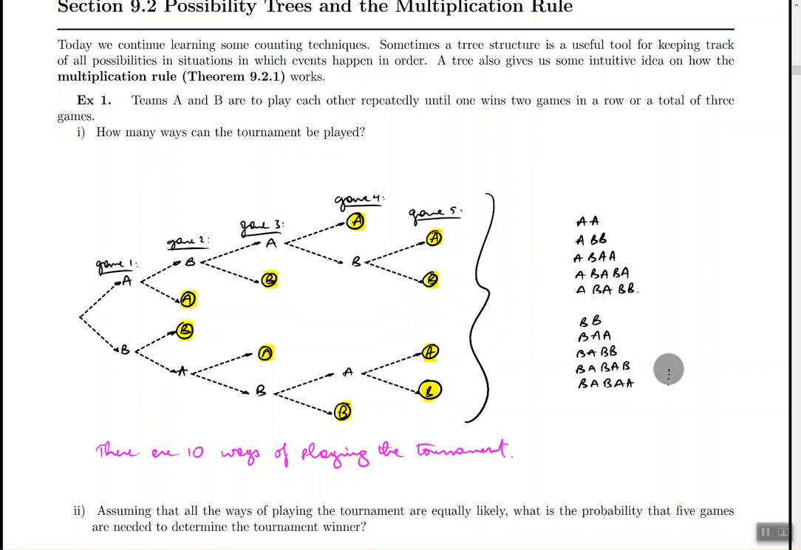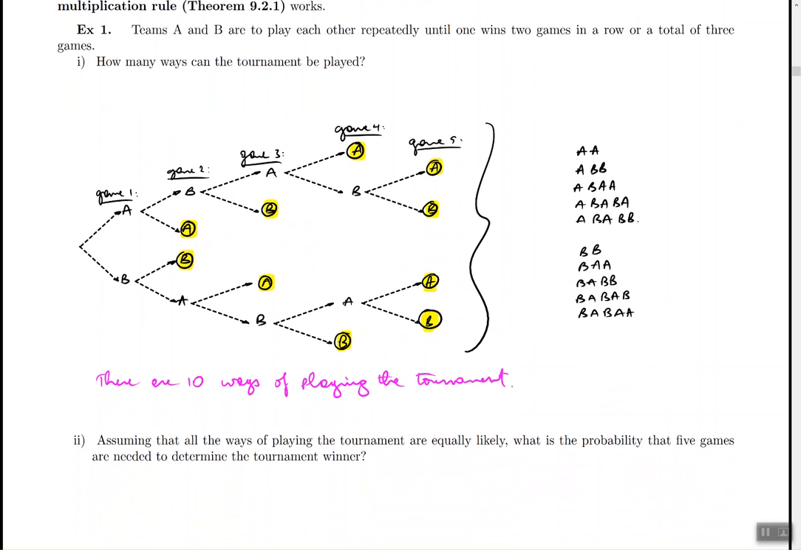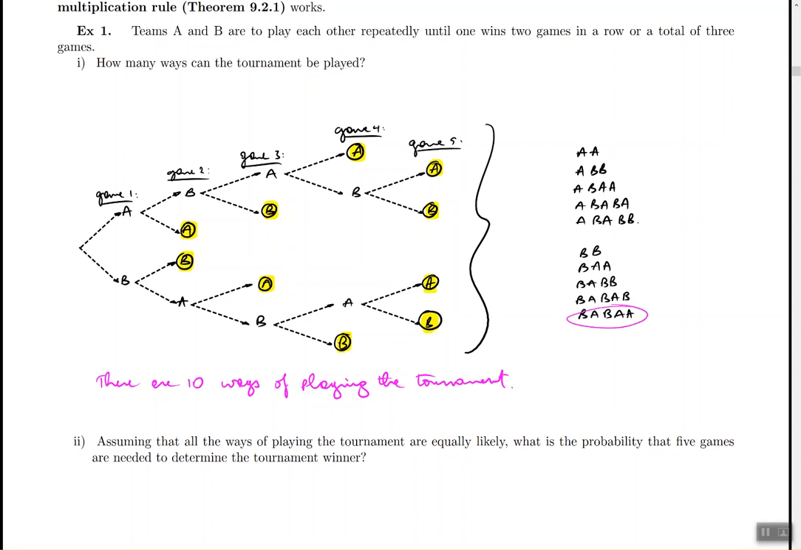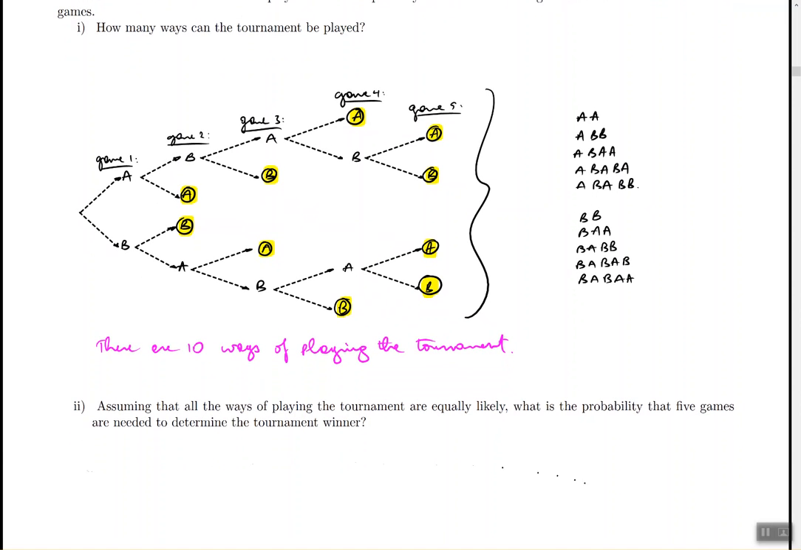Now, assuming that all the ways of playing each tournament are equally likely, so assuming that this tournament here is as likely as this tournament there, the question is, what's the probability that 5 games are needed to determine the tournament winner? So how many 5 game tournaments do we have? We have 1, 2, 3, and 4. So there are 4 possible 5 game tournaments, and the total number of tournaments was 10. So the probability of playing 5 games is basically 4 divided by 10. And that's 40%. So that's pretty much the end.